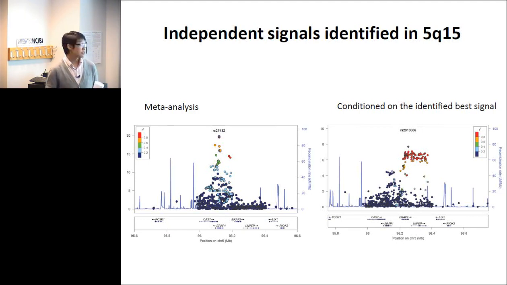It turns out that for these 2 signals, the risk allele of this one tends to be on the same haplotype as the non-risk allele of this signal. Because this signal is stronger and has a higher effect size, it masks out the secondary signal. From this example, you can see the value of doing this conditional analysis to give us a clearer view of how the architecture looks in the specific locus.